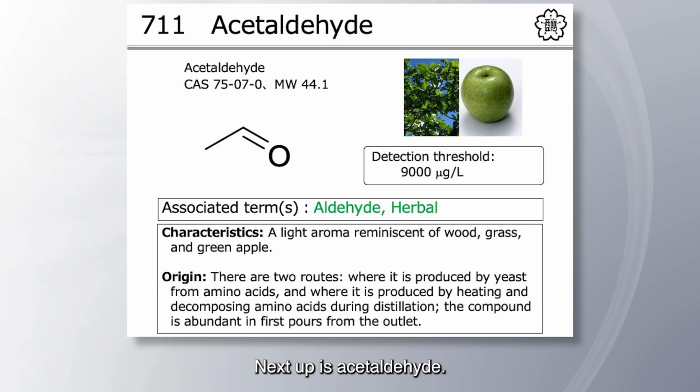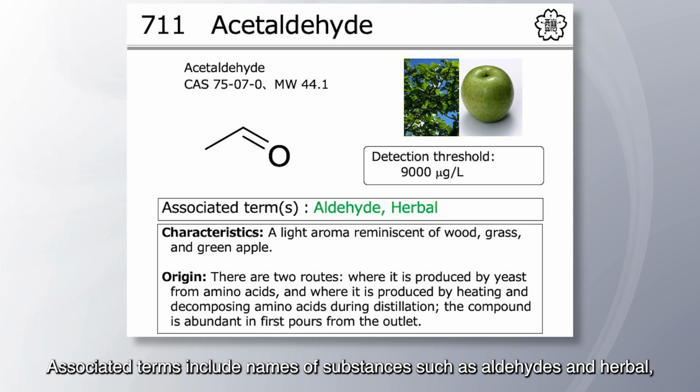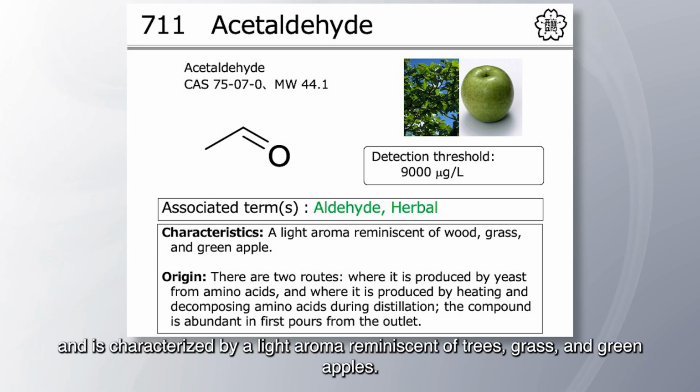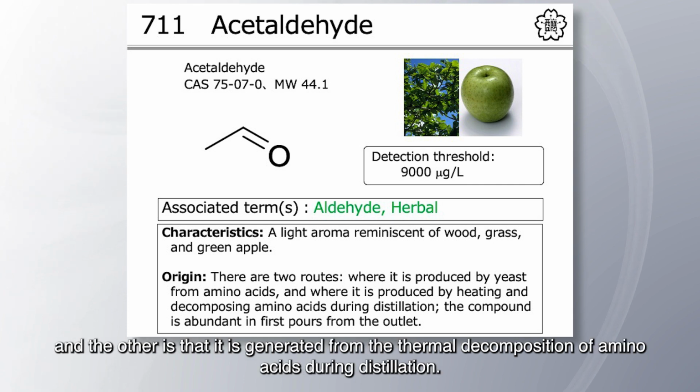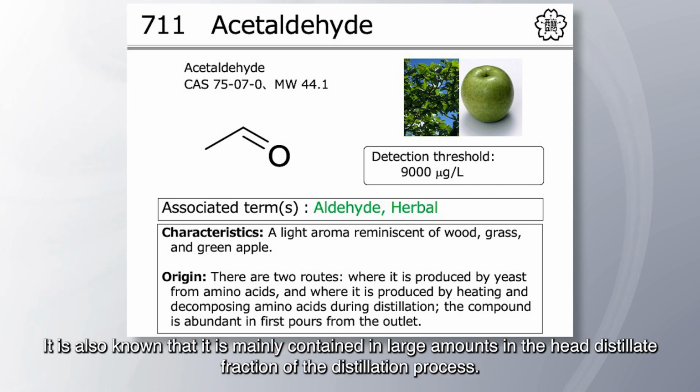Next up is acetaldehyde. Associated terms include names of substances such as aldehydes and herbal, and it is characterized by a light aroma reminiscent of trees, grass, and green apples. Studies have reported two pathways of its origin. One is that it is generated by yeast from amino acids, and the other is that it is generated from the thermal decomposition of amino acids during distillation. It is also known that it is mainly contained in large amounts in the head distillate fraction of the distillation process.